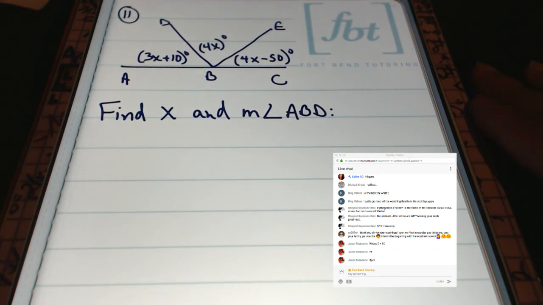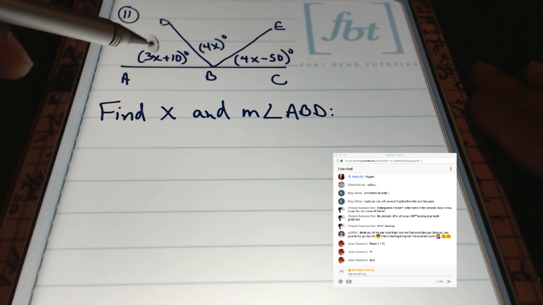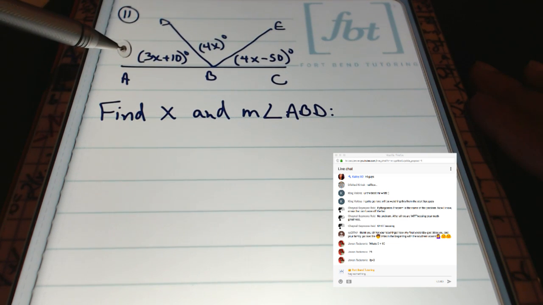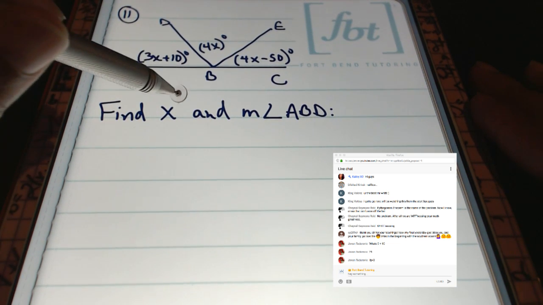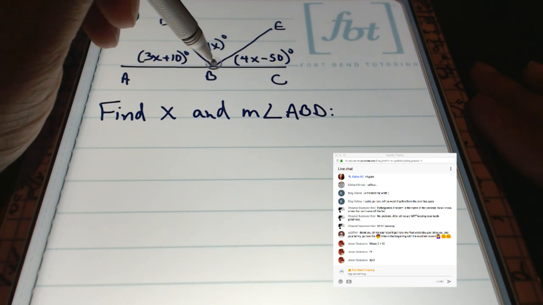Let's continue on with problem number 11. So with problem number 11, guys, we're looking at three angles here, and the sum of these angles creates a straight angle. For every straight angle, every line that you're referring to, the sum of those angles must be 180 degrees. They want us to find x as well as the measure of angle ABD. So where is ABD? ABD would be this angle right here.